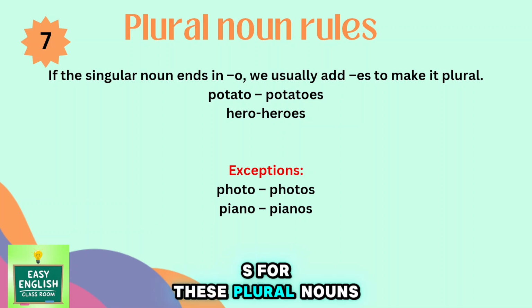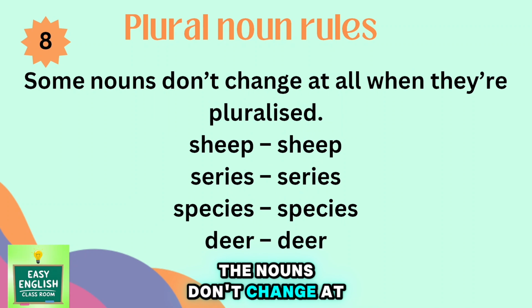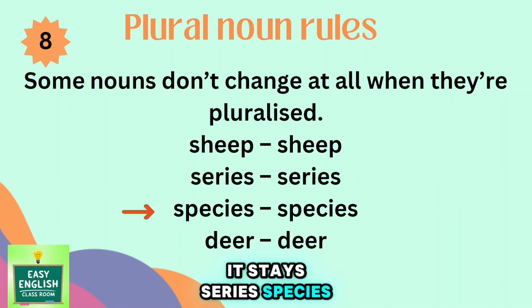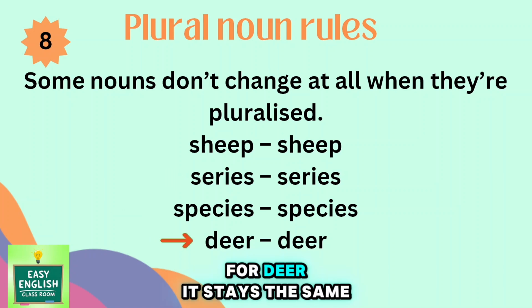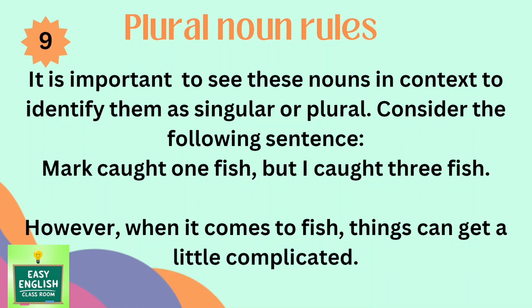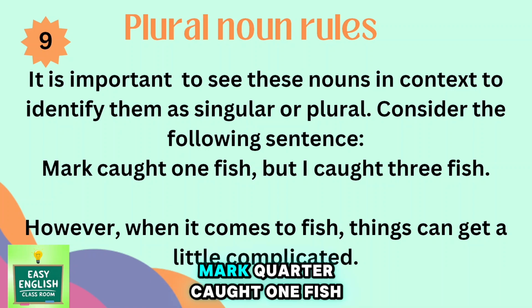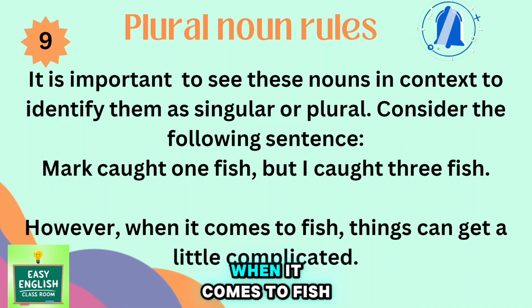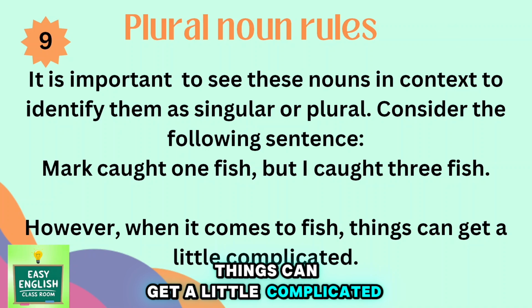Some nouns don't change at all when they are pluralized. For example, sheep becomes sheep. So it stays the same. So as for series, it stays series. Species, it stays species. And so as for deer, it stays the same. It is important to see these nouns in context to identify them as singular or plural. Consider the following sentence. Mark caught one fish, but I caught 3 fish. However, when it comes to fish, things can get a little complicated.